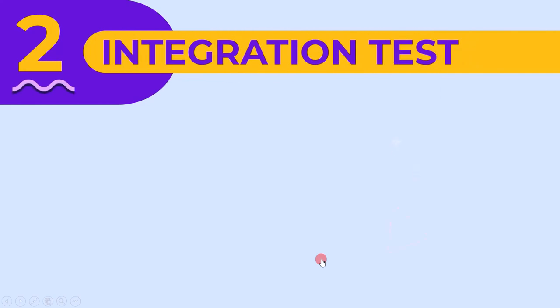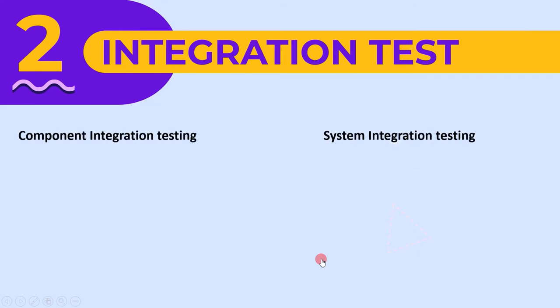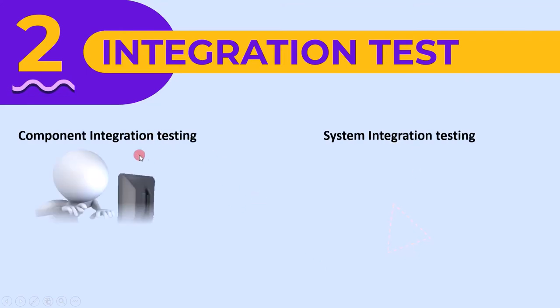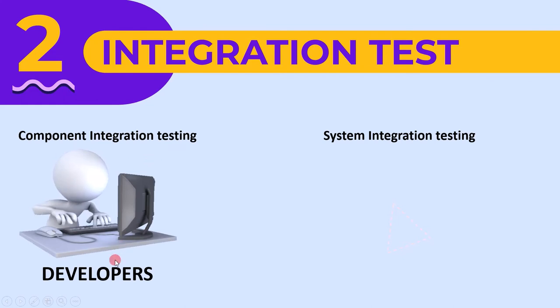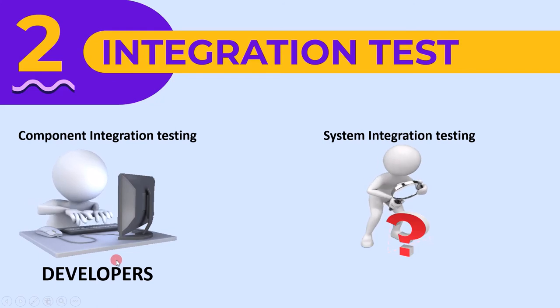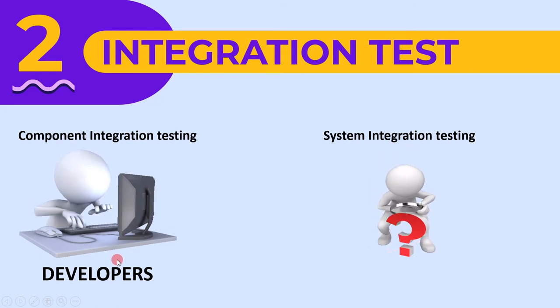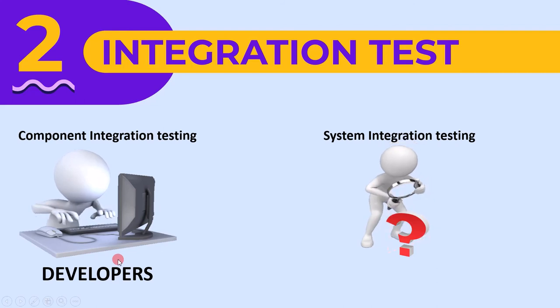Let's see who is responsible for integration testing. As we know by now, integration testing has two levels. Component integration testing is often the responsibility of developers, whereas system integration testing is the responsibility of the testers. Testers performing system integration testing should understand the system architecture and should have influenced integration planning.